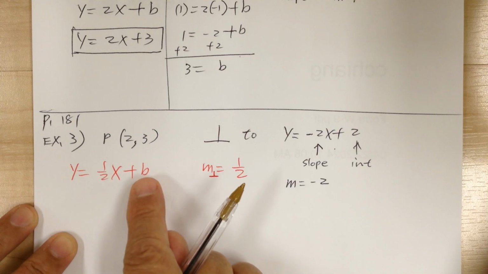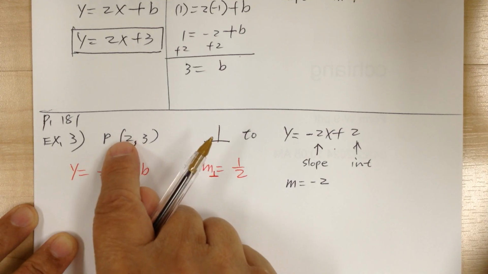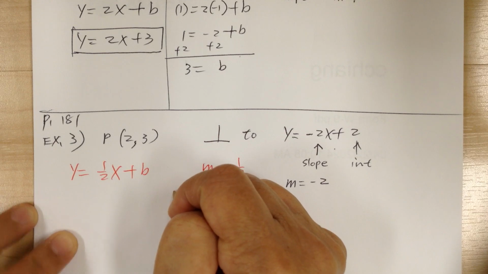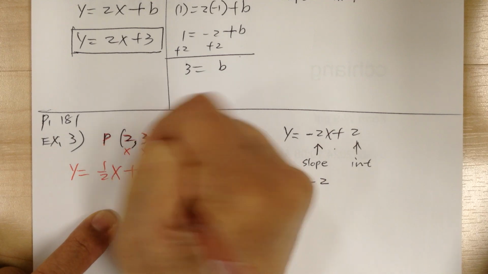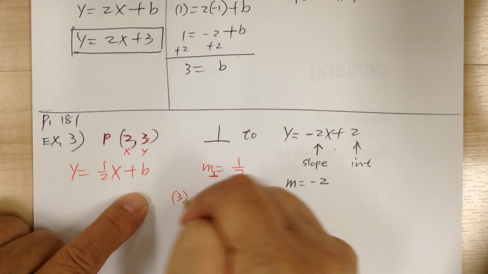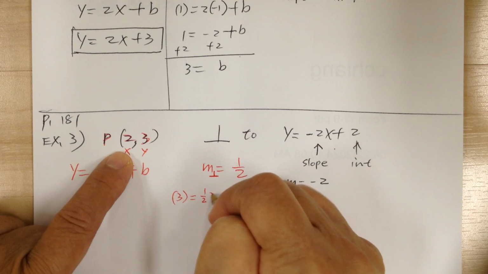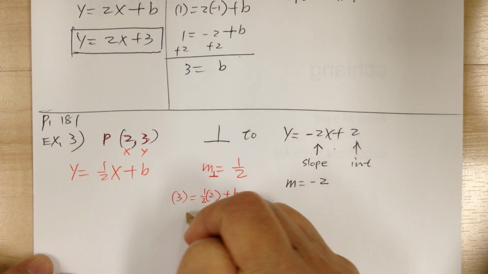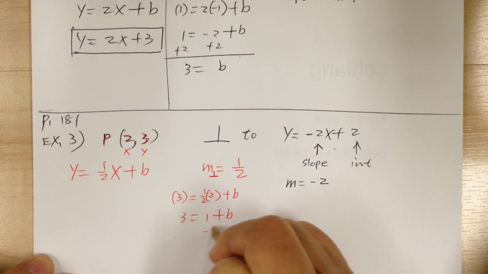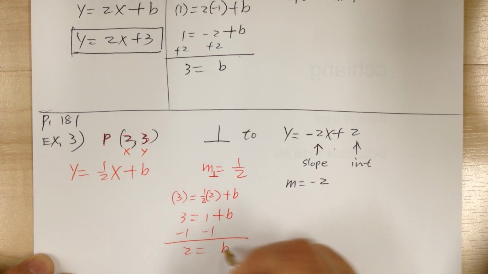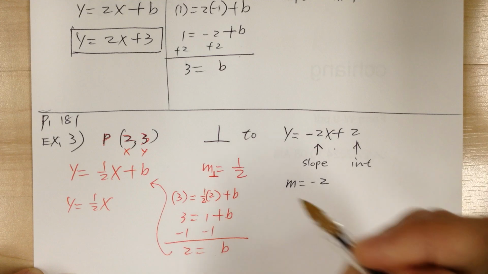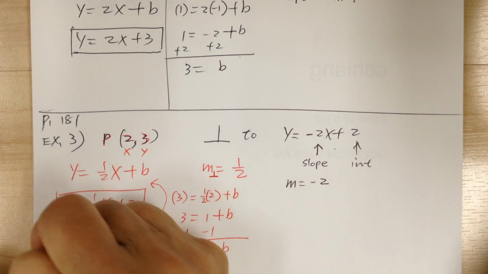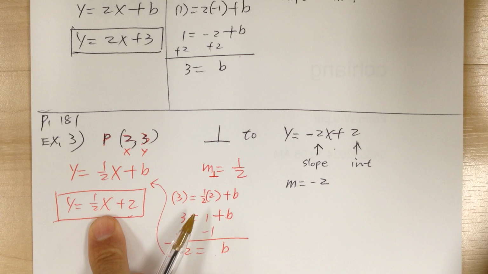Now we have to find the intercept. To find it, we use the point over here, so that's your x and y. So y equals 3, equals 1/2 times x, which is 2, plus b. So 3 equals 1 plus b. Subtract 1 on both sides, so 2 equals b. Substitute back: y equals 1/2 x plus 2. That would be your perpendicular line.